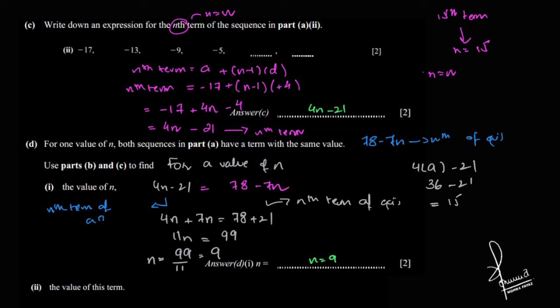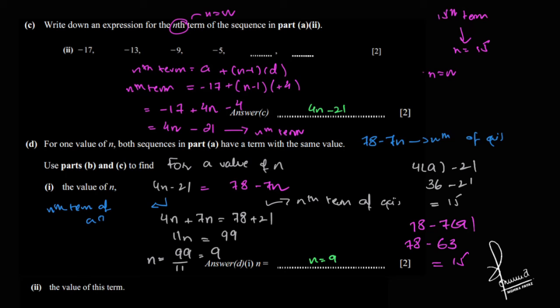इसी तरह आप दूसरी इक्वेशन में, which is 78 minus 7n, so 78 minus 7 into 9, 7 into 9 is 63, so you can do 78 minus 63 which is equal to 15 also. So for n is equal to 9, दोनों की ninth term 15 है. This is basically what the question is saying.